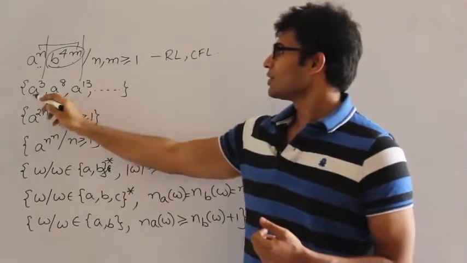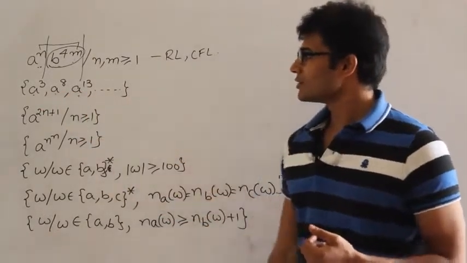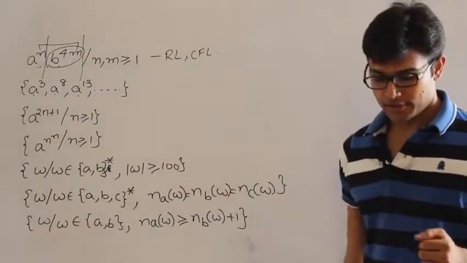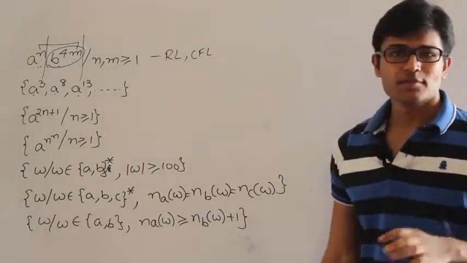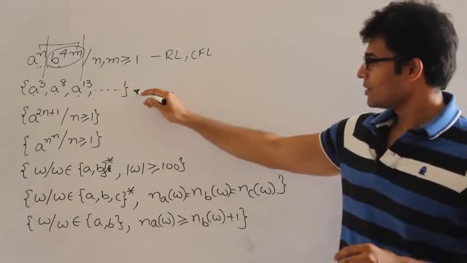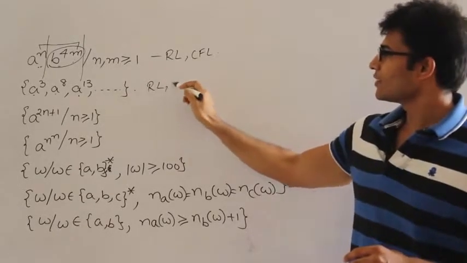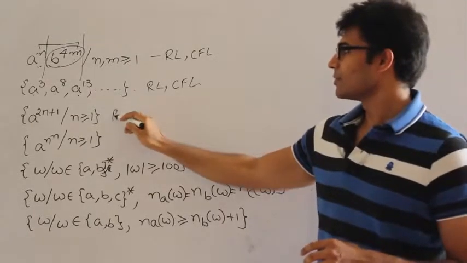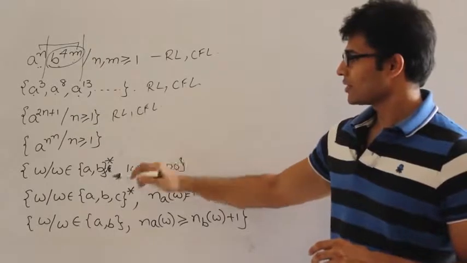And now a power 3, a power 8, a power 13. So what is the common difference? All the exponents are in AP, arithmetic progression, and moreover the common difference is 5. So since it is in AP, you can say that it is a regular language, as well as a context-free language. For the same reason, since it is in AP, it is a regular language as well as a context-free language.